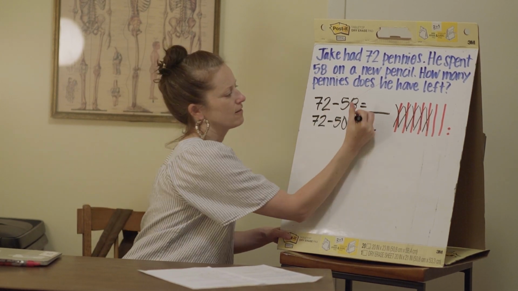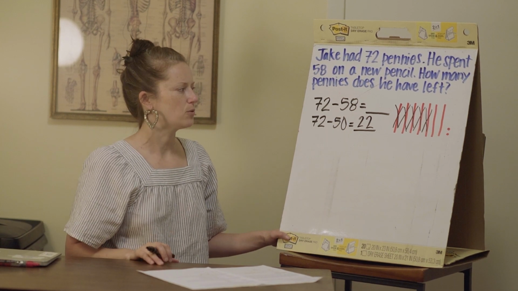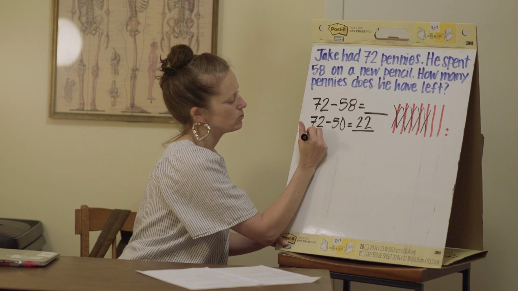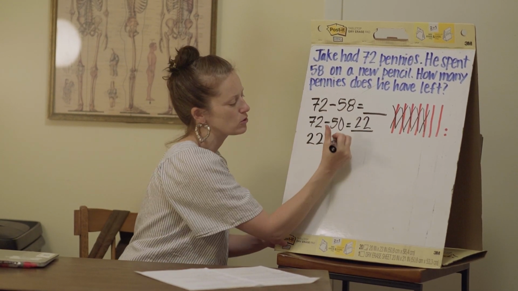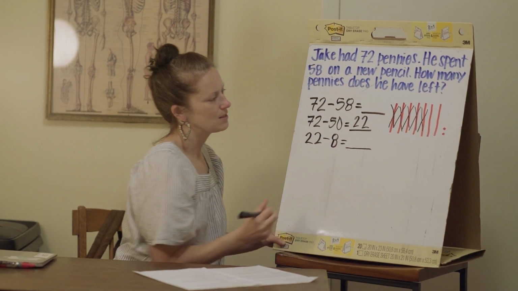But I'm not done. I just know that 72 minus 50 gets me to 22. I still have 8 more I need to subtract, right? So I'm going to bring my 22 down here. I have 22 now, but I still need to subtract those ones from 58. So I need to subtract 8 more. Let's see what I come up with.